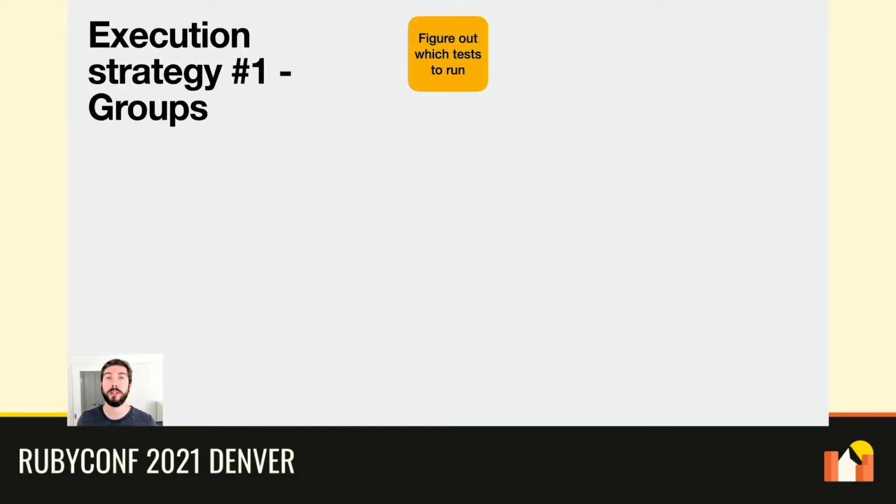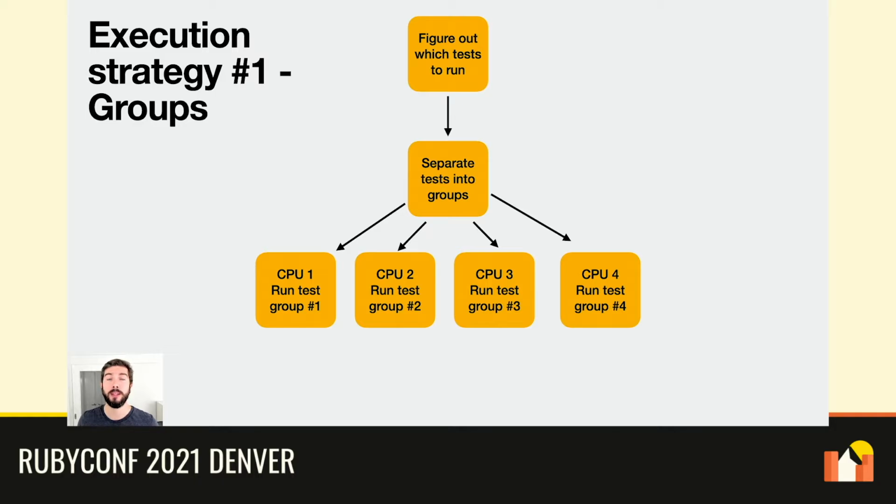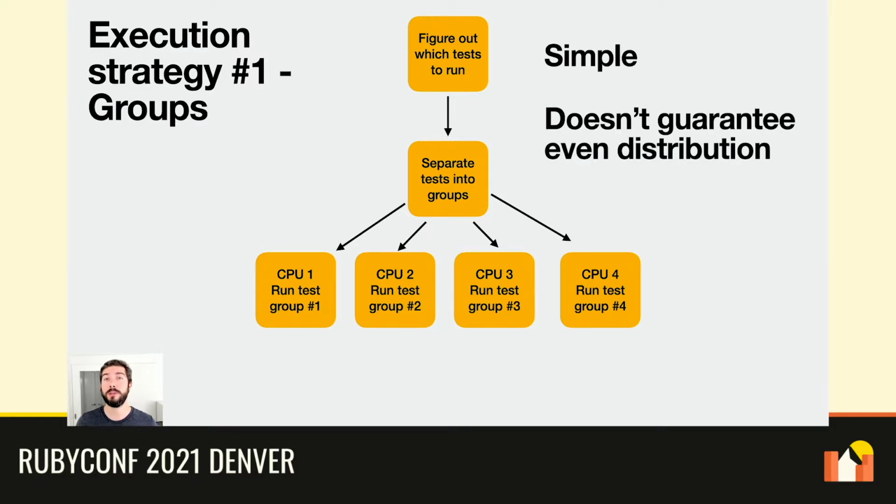The first strategy we're going to take a look at is by using groups. So we begin by figuring out the tests that we want to run. We split them into different groups, and each group gets assigned to a different worker, to a different CPU, that's going to execute only its group in parallel. It's a simple strategy, but it doesn't guarantee even distribution of the workload.